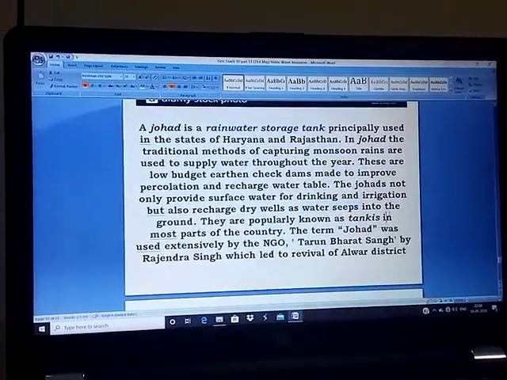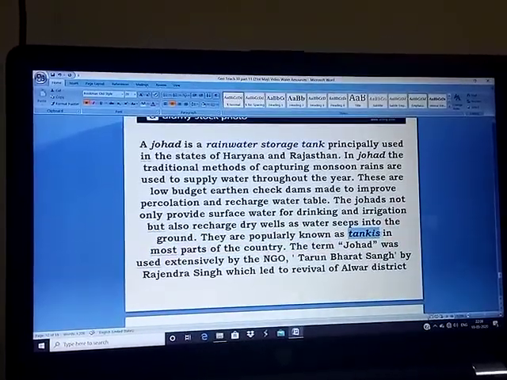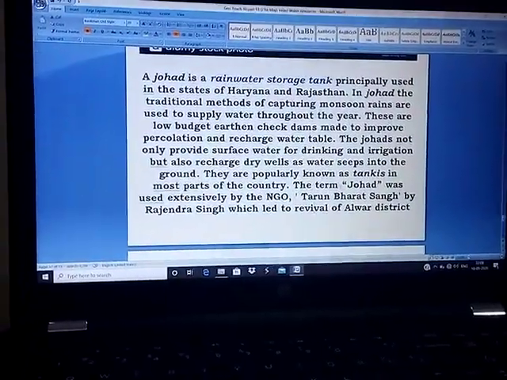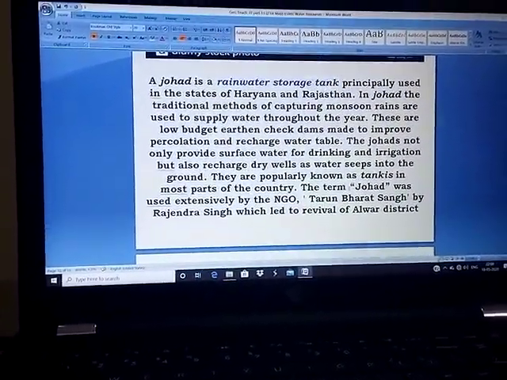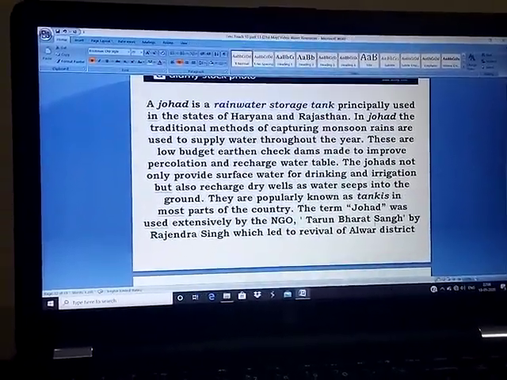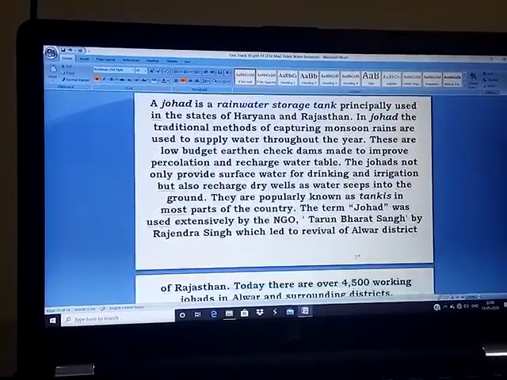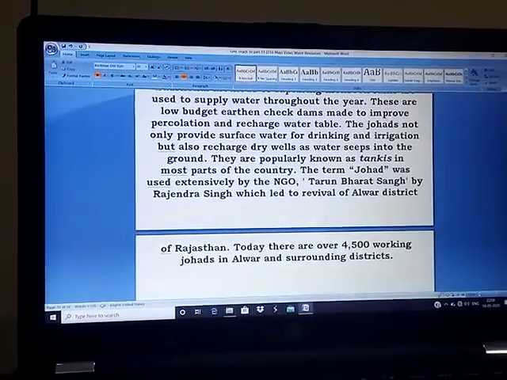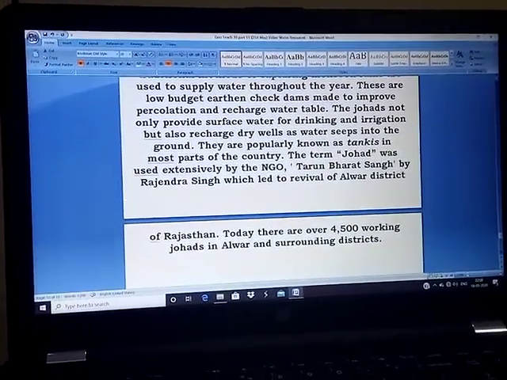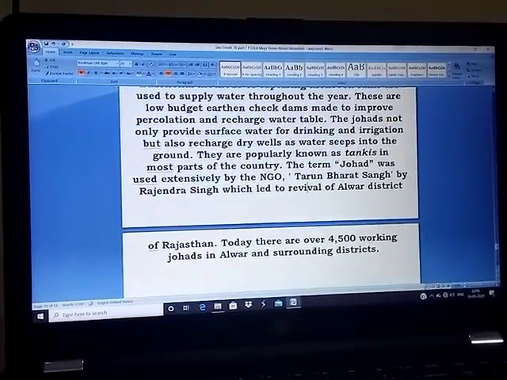Now these same Johads are popularly known as tankas or tanks in most parts of the country. The term Johad was first used extensively by an NGO, Tarun Bharat Sangh, by Rajendra Singh, which led to the revival of Alwar district of Rajasthan. We should be happy that today there are more than 4,500 working Johads in Alwar alone and surrounding districts.